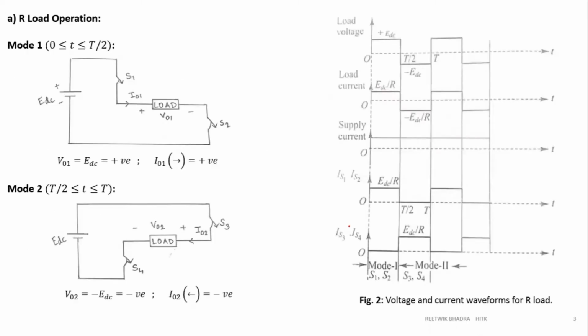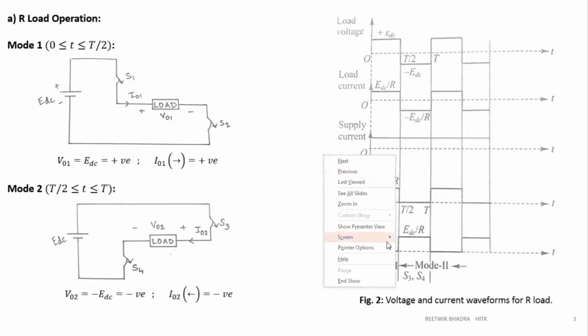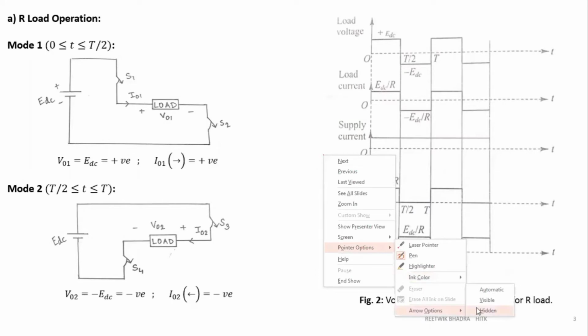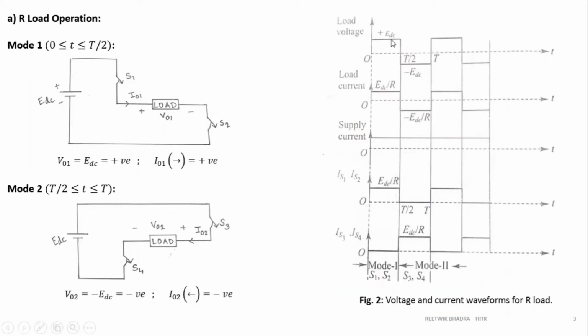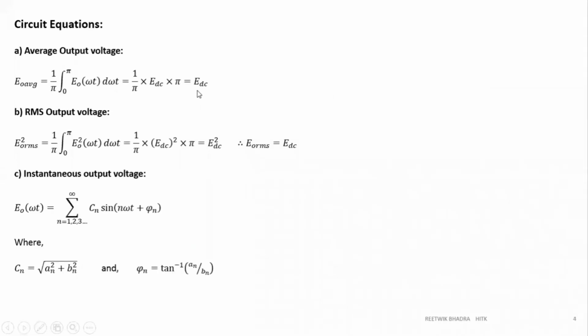First of all, it is a symmetrical square wave. I told you for a symmetrical square wave, RMS and average value is equal to its magnitude. So what is the magnitude? EDC. So it will be EDC. So RMS and average value will be the maximum value, that is your EDC, or your magnitude of your symmetrical square wave. So anyhow it has to come EDC.